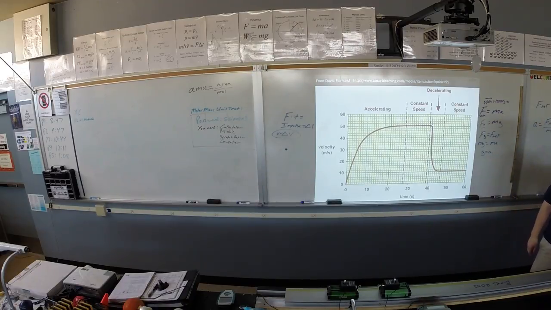What type of question could you ask? I would put letters all over the graph, and I would say, describe what's going on at point A. Describe what's going on at point B. What happens at point C? That's what I would ask.